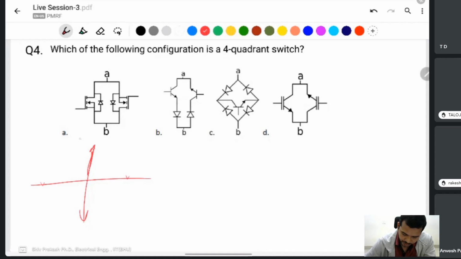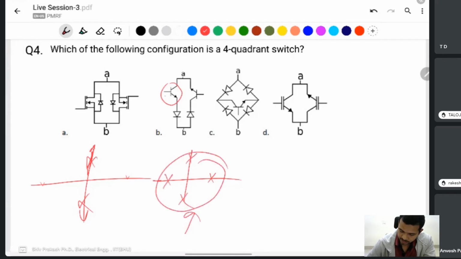In option A, you can't block the voltages; you only get current flow in both directions. The same thing happens here also. So this one is a BJT. You apply some base voltage, then you will block the voltage in both directions because the BJT is here, and current flows in both directions. So it is four quadrant operation. Same thing here also: four quadrant operation with an IGBT, because of the anti-parallel connected IGBTs.